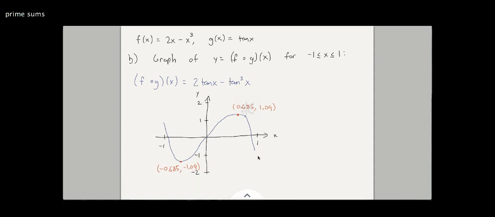I'm just going to say here, f of g of x is the curve in blue. So that's the answer to part B.